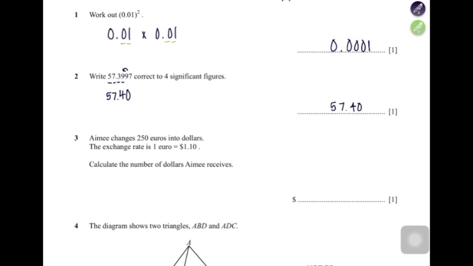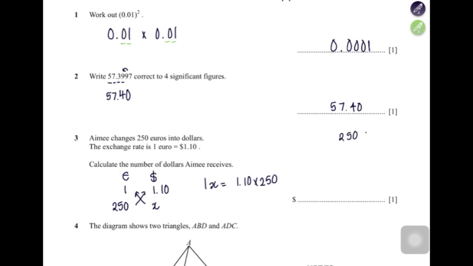Moving on. Ime changes 250 euros into dollars. The exchange rate is 1 euro is $1.10. So 250 euros would be how much? So multiply this. 1x equals 1.10 into 250. What we can do is multiply them here. 250 times 110. Since we are multiplying them, we don't need to add our zeros here. We'll add our zeros in the end.